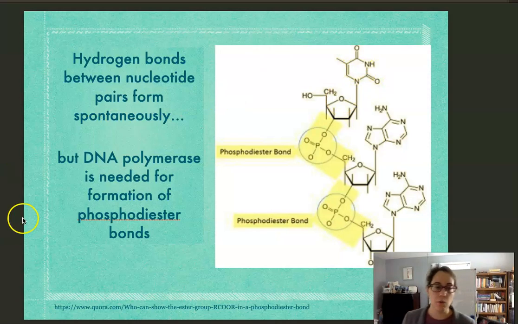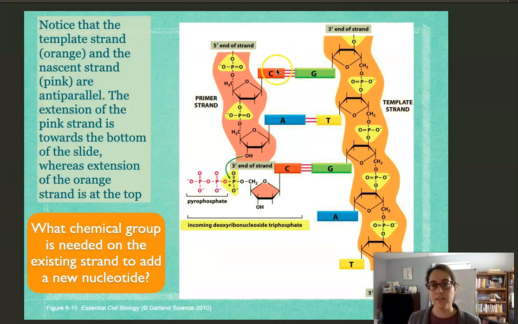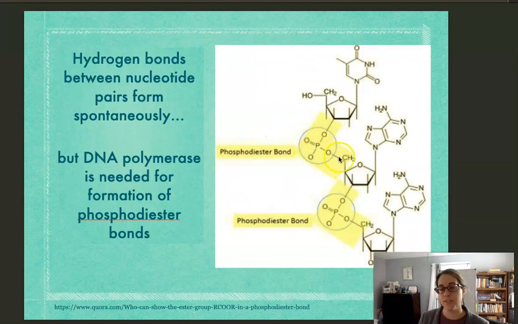Okay, and so I want to point out that, again, going back to here, these hydrogen bonds form spontaneously. They stabilize the molecule. You don't need energy, or you don't need the energy of an ATP to form these bonds. However, the phosphodiester bonds do need energy to be formed. These are covalent bonds. The hydrogen bonds are not covalent. And so this is why the catalytic activity of DNA polymerase is to synthesize these phosphodiester bonds, not to synthesize hydrogen bonds.